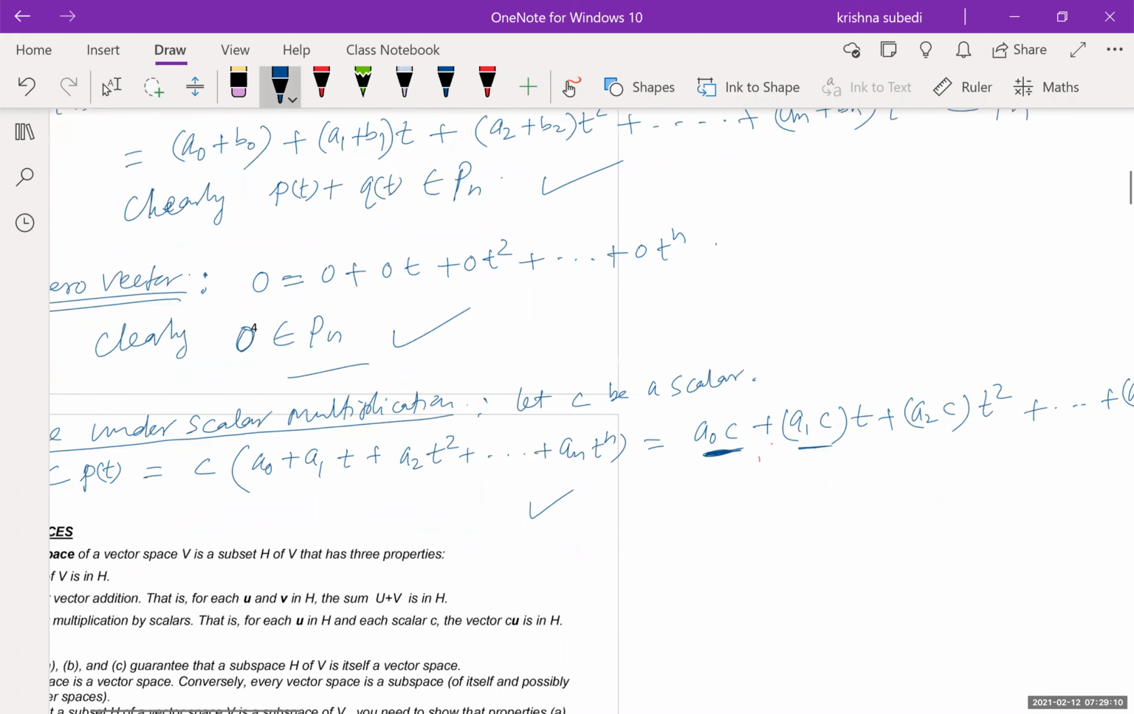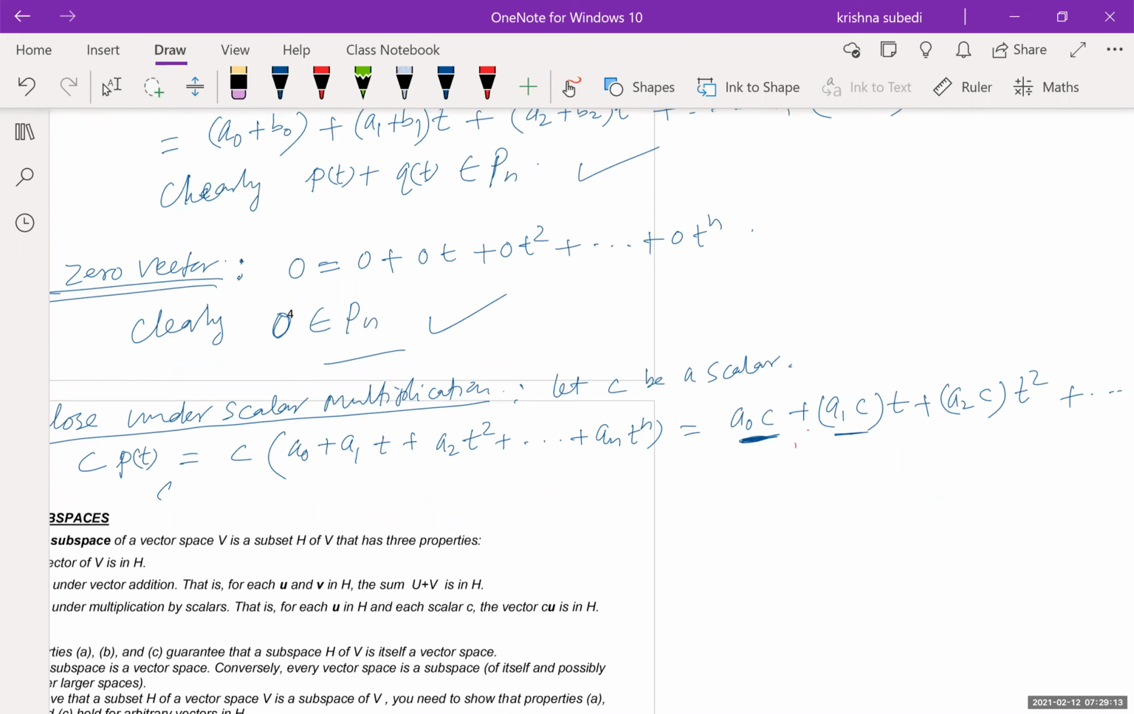Since P_n satisfies all the three conditions, P_n is a vector space. All right. Now you can prove all the other 7 conditions if you like, but you don't have to. You can prove it just for fun. I don't have any problem.